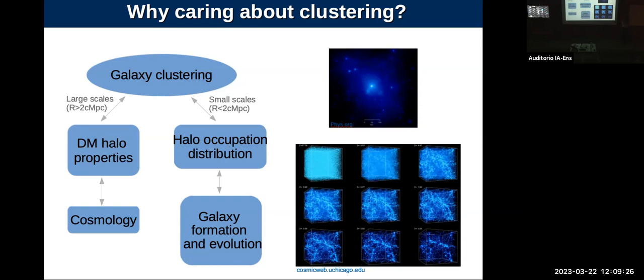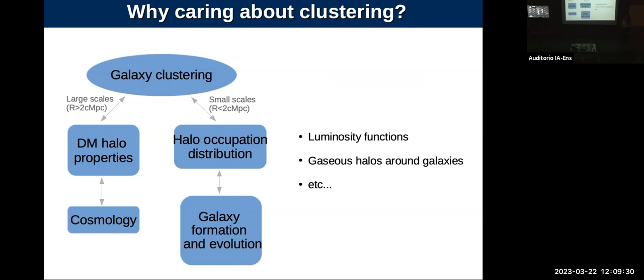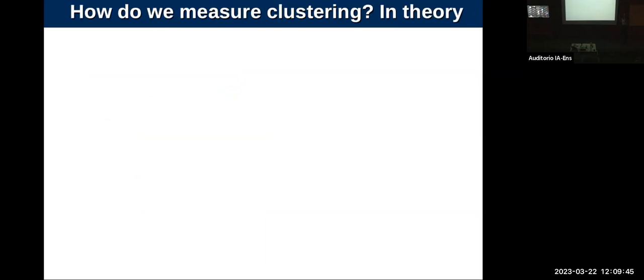Not only is galaxy clustering relevant for these two areas, but we will see very briefly that this galaxy clustering affects things like luminosity function measurements, like the circumgalactic medium of galaxies and many other things that I will not have time to talk about. So, okay, we know why galaxy clustering is important. We also know what kind of information galaxy clustering provides. Now, how do we measure this clustering?